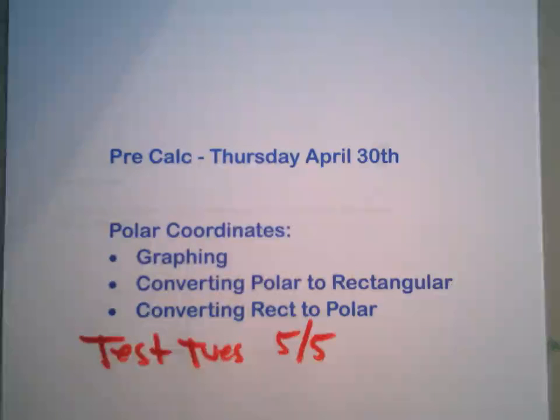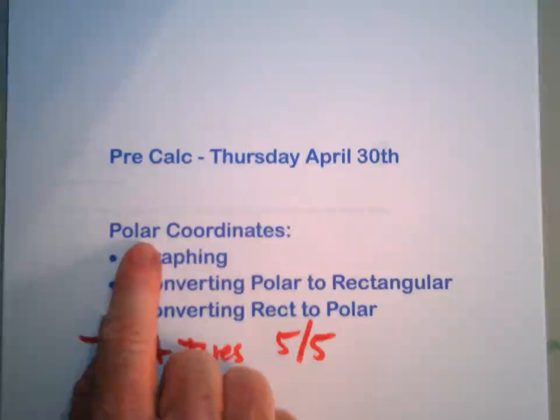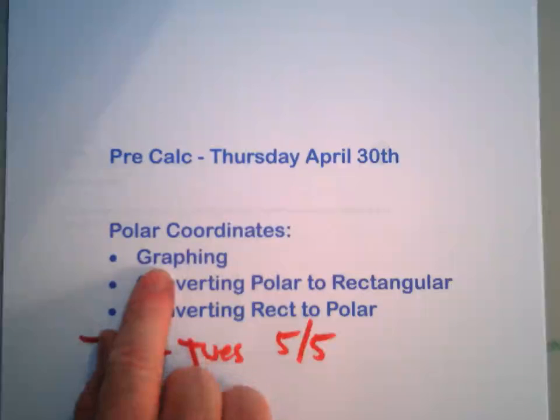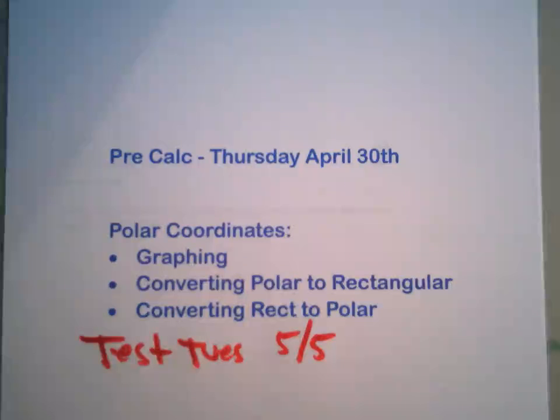Okay? So today we're going to be looking at polar coordinates. We're going to graph them, and we're going to do some converting, so from polar to rectangular and rectangular to polar. And everything we're going to be doing today is on Delta Math. Like I said, there's three sections. The first section is pretty simple.